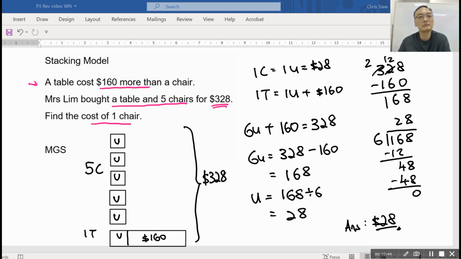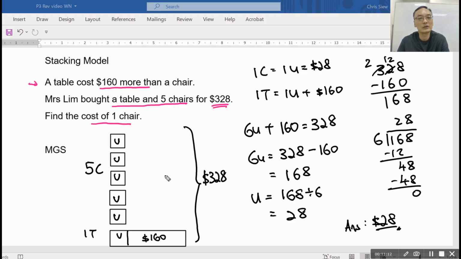Okay, vertical model. When do we draw a vertical model? When we have a group of items, and we have a difference between the items. Example, the table costs 160 more than a chair, and we have this group of items, a table and 5 chairs cost 328. When you see this, my suggestion is you draw a vertical model, right? This will give you a better idea on what's happening in this question.